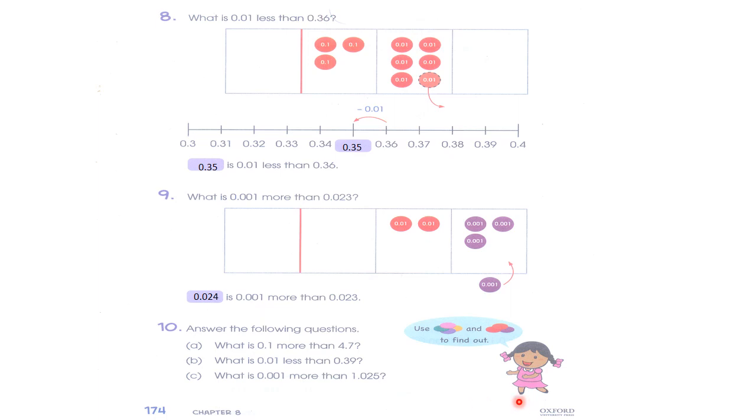Okay, there are two ways of saying things. You can say that 0.023 is 0.001 less than 0.024, or you can say 0.024 is 0.001 more than 0.023. So answer the following questions. I'll just write the questions, but you'll have to solve these yourself by the methods that I've taught you in these two videos. I'll give you the hints so you can verify your answers. I'll just give you the answers, but you have to do the complete procedures. This is 4.8, and this is 0.38, and this is 1.024.